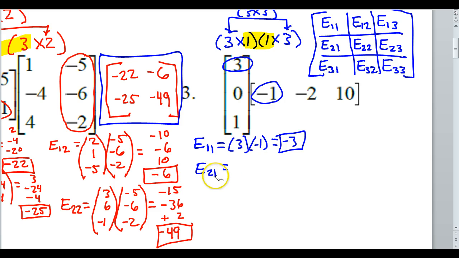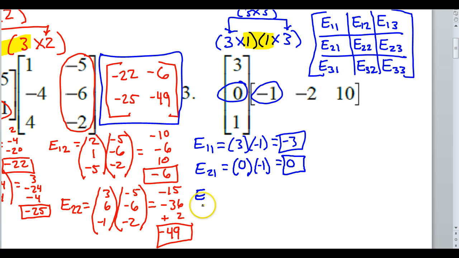That's row 2, column 1. So here is row 2, and this is still column 1. So that's just 0 times -1, which is 0. I'm just going down like this. So next I have element 3, 1.